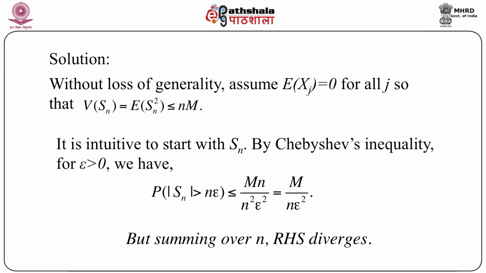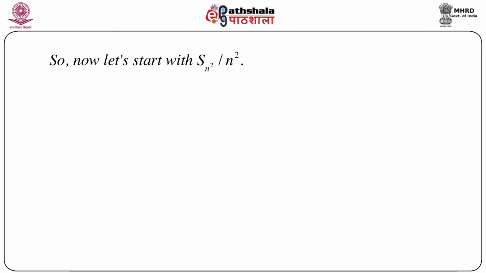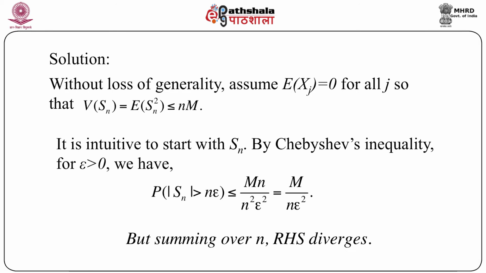But the important thing is that if we take the summation on both sides, M is a finite quantity, so M by epsilon square comes outside, and it will remain as summation n equals 1 to infinity of 1 by n, which in fact diverges. So this is the technique that we should remember. When we start with Sn, we actually don't get the result, but we have a feel for what is happening.